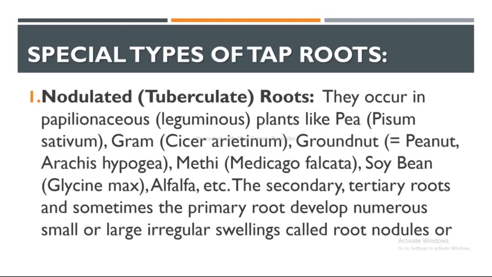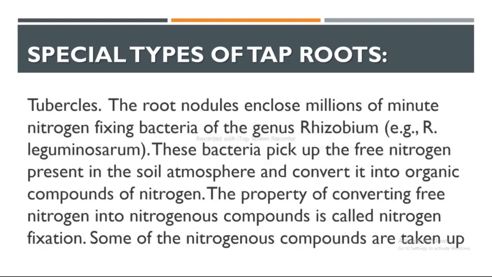The secondary, tertiary roots and sometimes the primary root develop numerous small or large irregular swellings which are called root nodules or tubercles. The root nodules include millions of minute nitrogen fixing bacteria of the genus Rhizobium. For example, the R.